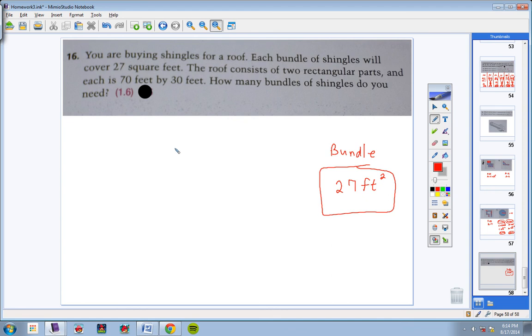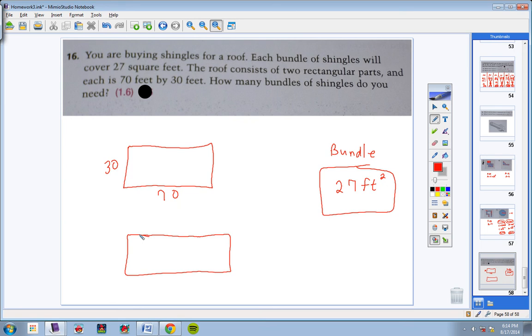So it says here in the problem that your roof consists of two rectangular parts. So here's one rectangular part, and of course it's 70 by 30. Here's the other rectangular part, and of course it's 70 by 30. So the feet, of course, feet, feet, feet, and feet. So 30 times 70 would give you 2,100 square feet, and 30 times 70 would give you 2,100 square feet. So if you add those two together, your total square feet that you need is 4,200 square feet.